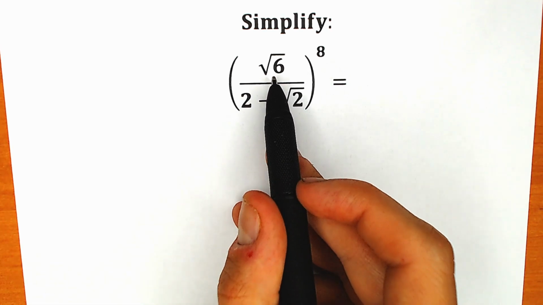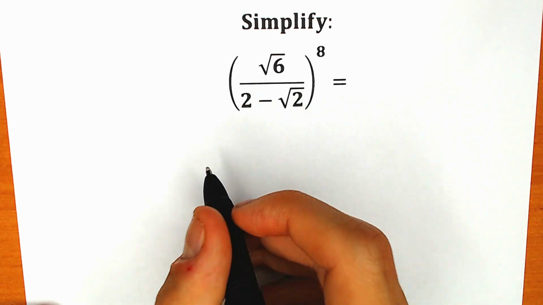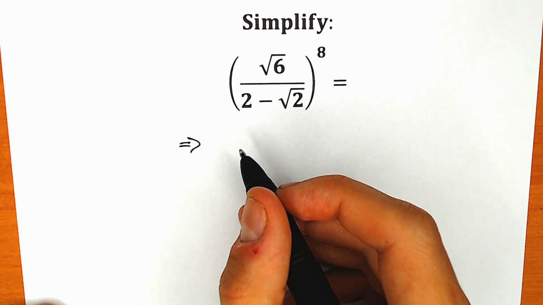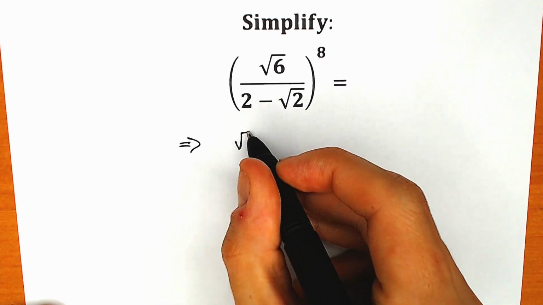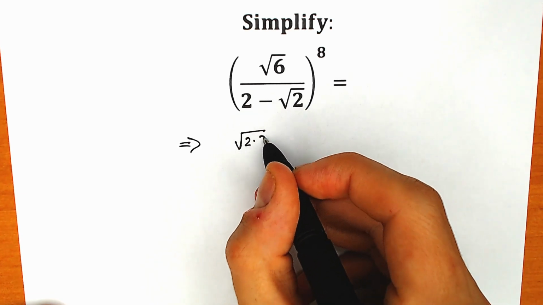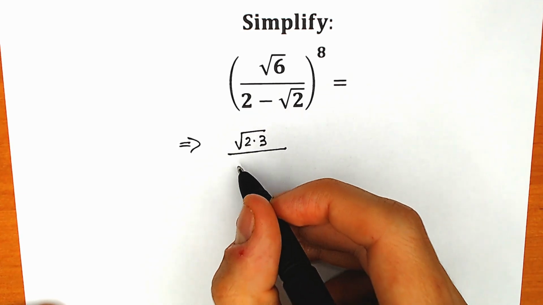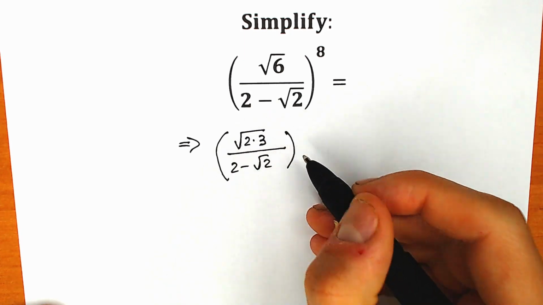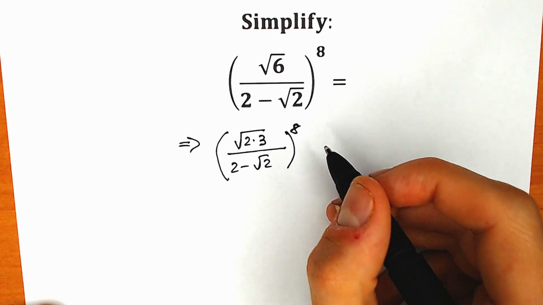First of all, instead of this 6, let's write the product 2 times 3. So our first step is to write, instead of the square root of 6, the square root of 2 times 3, and we divide all of this by 2 minus square root of 2. And don't forget about our main question. We need to raise this to the power 8.